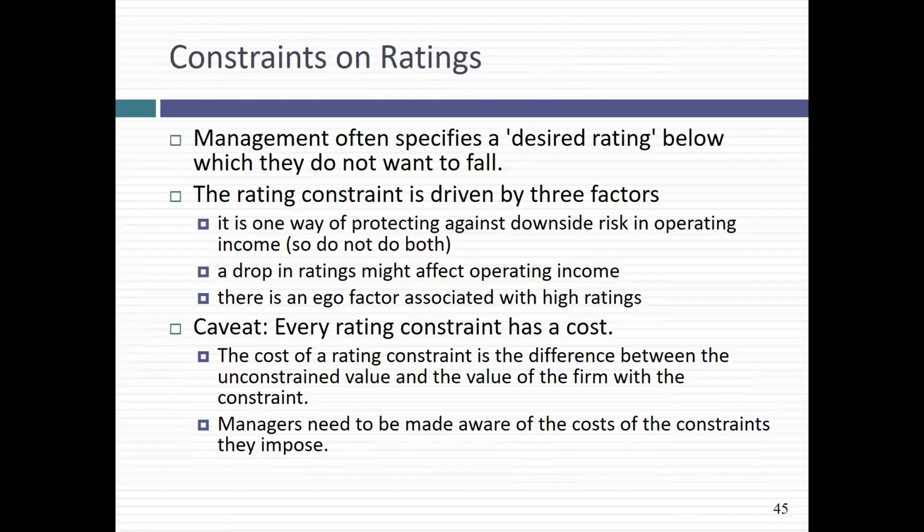I think a more common argument is an ego factor. It's just nice to say that you have a AAA rating or you have a AA rating, right? So you really just want to say you have a really high rating, even if that's not actually optimal for you. And I want to make it very clear that a AAA rating is not optimal in most cases. It might be, but it just as easily could not be, because it depends on the difference between the benefits and the costs of debt. So the cost of a rating constraint is the difference between the unconstrained value and the value of the firm with the constraint. And so if you're talking to a manager and they say they want a AAA rating, you need to make sure that they're aware of the cost of these constraints that they impose.